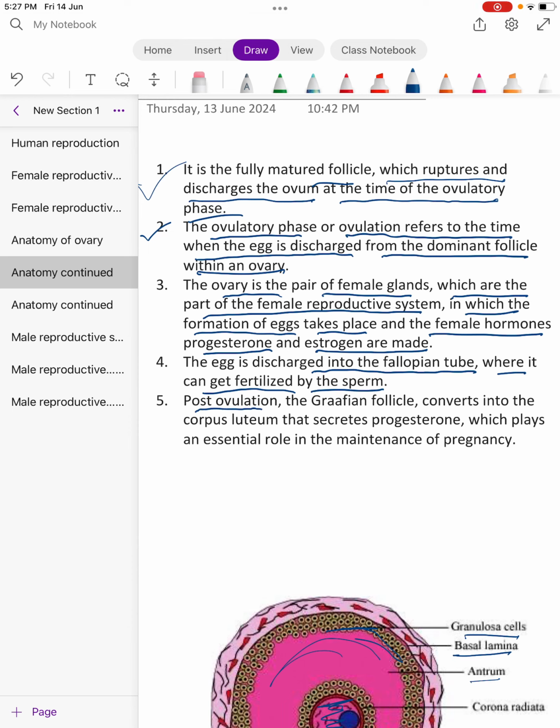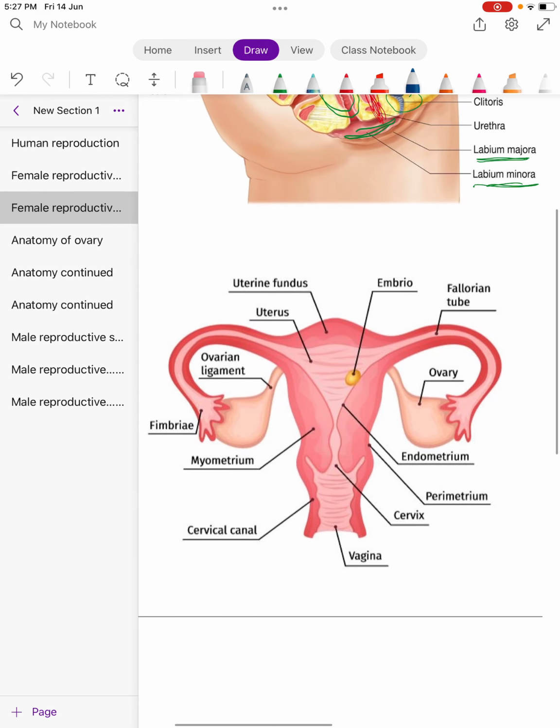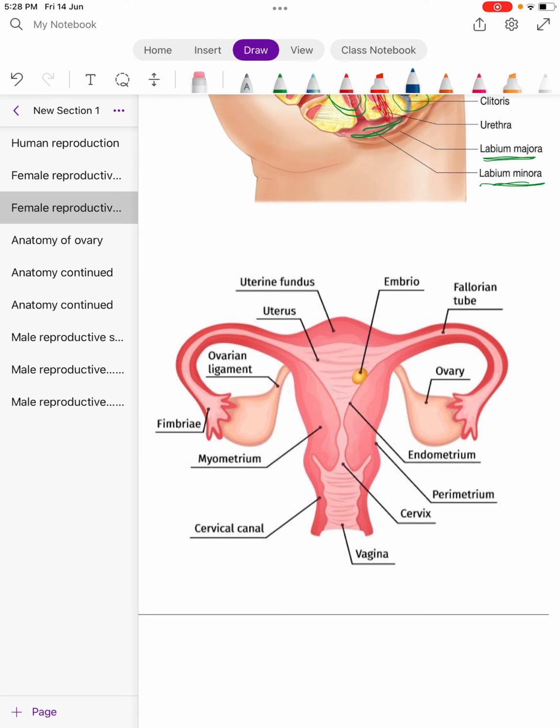Then post ovulation the graafian follicles convert into the corpus luteum that secretes progesterone, which plays an essential role in the maintenance of the pregnancy. Okay, so these are the few points about the ovary and the graafian follicles. So next we discuss the other parts of the female reproductive system. So again I am showing this picture. So first हमने जो है ovaries को discuss कर लिया. So these are the solid organs, ovaries. Okay, तो इसकी anatomy हमने पढ़ लिया अभी.